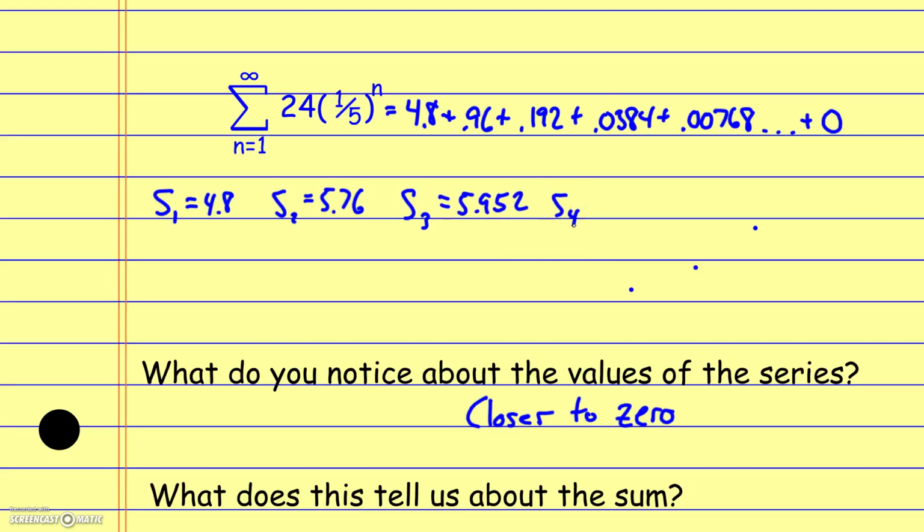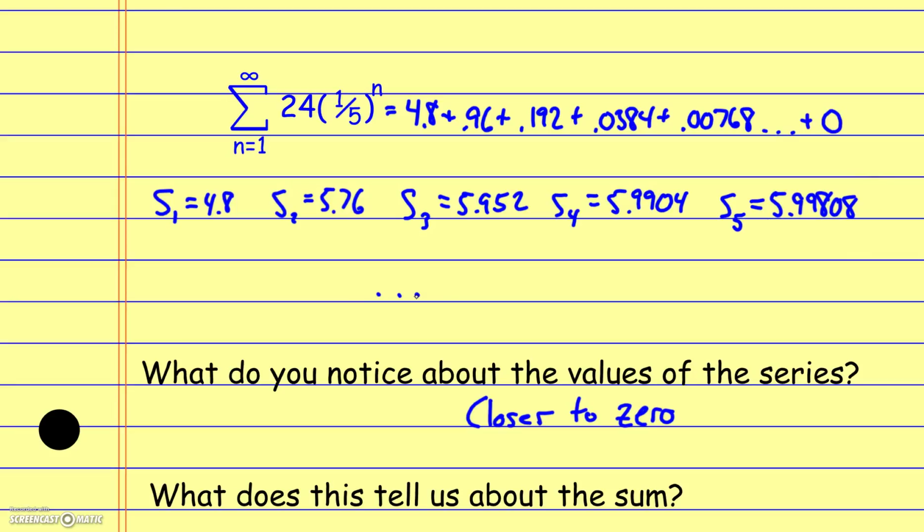S sub 4, I add the first four terms together. That gives me 5.9904. S sub 5, oh boy, I'm making a lot of stray marks here. Let me get rid of those. S sub 5, I add the first five terms together, and this is all the terms that I have, so I'll stop after this one. But hopefully we kind of see what's happening here. I got 5.99808. And so when we look at this thing, where is it heading?